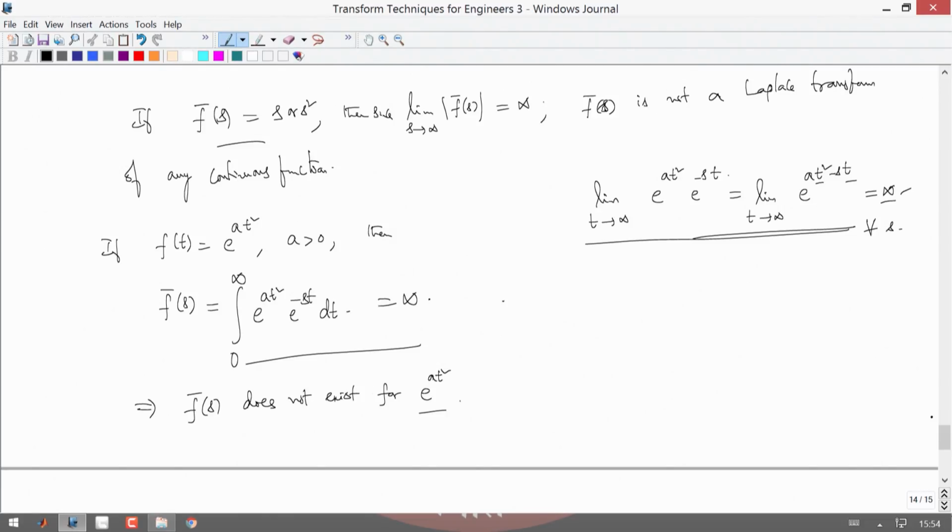Okay. So, in the next video we will see some of the properties of these Laplace transforms, and we will state them and prove those properties, and then we will try to prove some applications of these Laplace transforms in later videos.